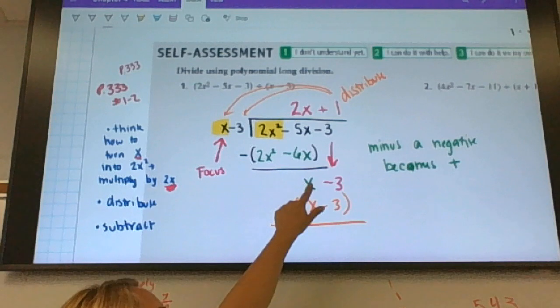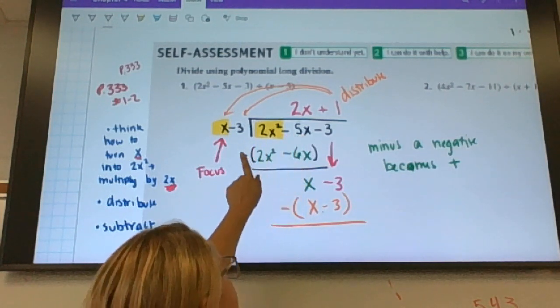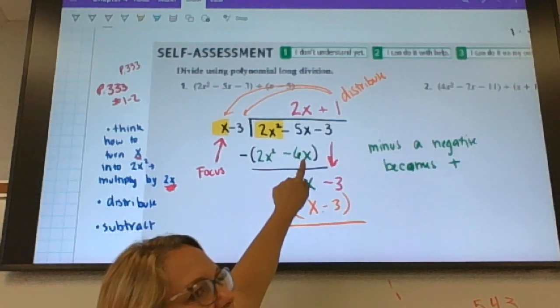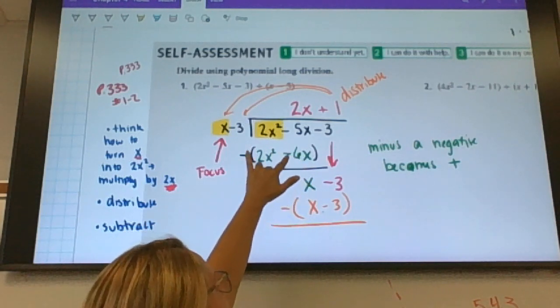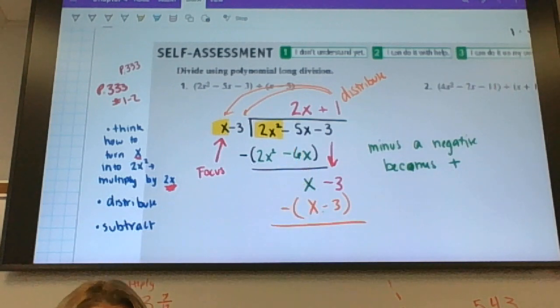You're asking me about this green one? That is negative 5 minus negative 6. These two cancel and become a plus. It's negative 5 plus 6. All right, so I got a remainder 0.